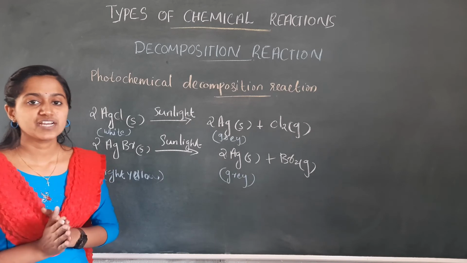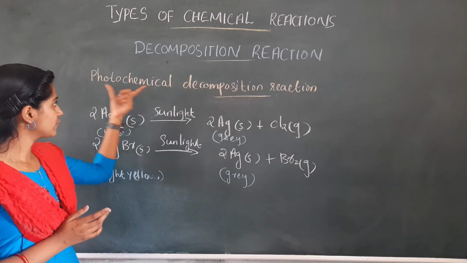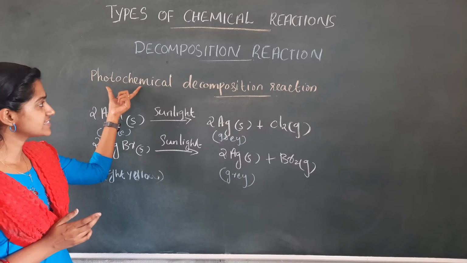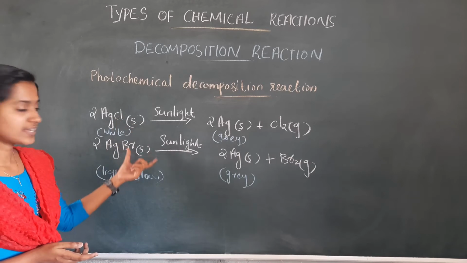The second type of decomposition reaction is photochemical decomposition reaction. From its name it is clear that it takes place in the presence of sunlight only. Okay, for this we can do an activity.